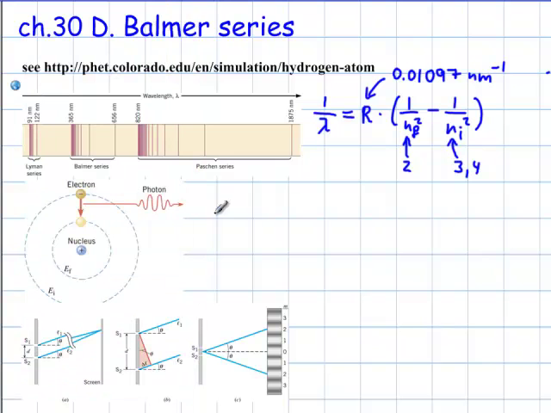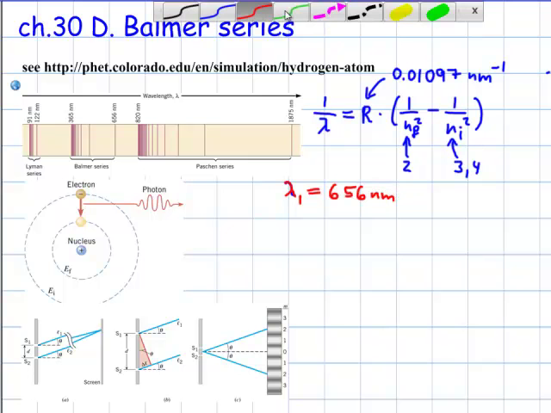So the two lines that we need, lambda 1, is going to be red, so lambda 1 equals 656. Let's see how many significant figures we should have. 3, because the screen and grating are separated by a distance of 81.0 centimeters, and then another separation of 3.00 centimeters, so 656 nanometers.